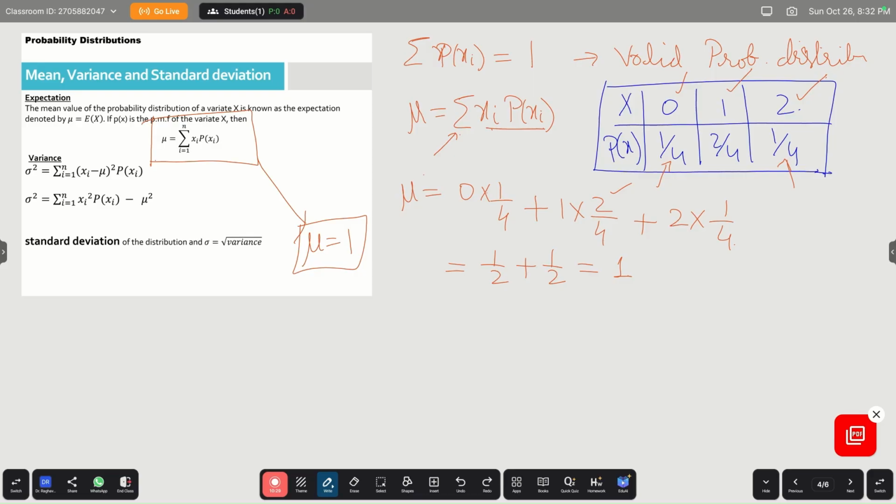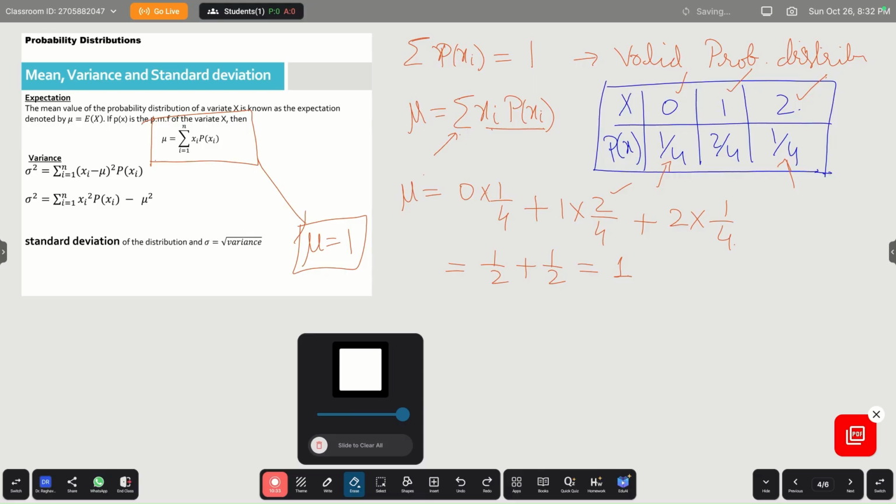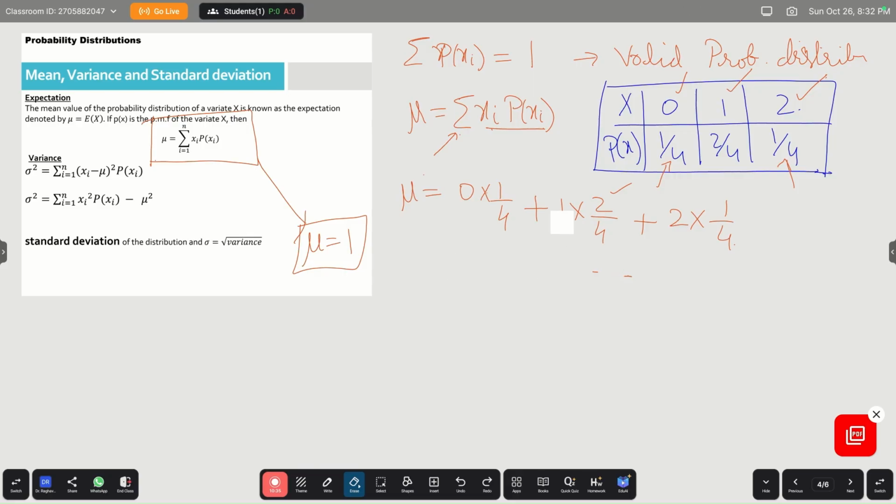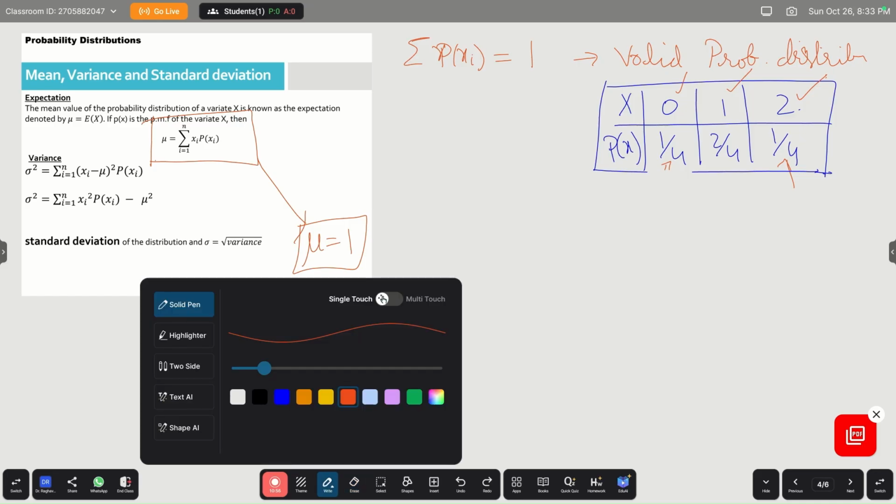Next, let us understand what the variance is. Variance will give you an idea of how far or how close the data points are to the mean. Suppose you get a big value of variance, then the data points are far from the mean, and if variance is very small, then they are all very close. So now let us take this example.